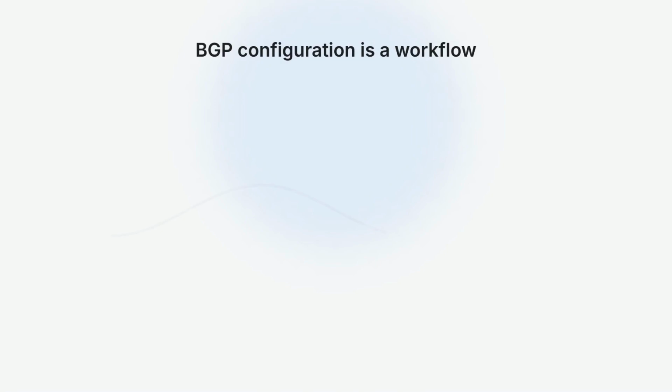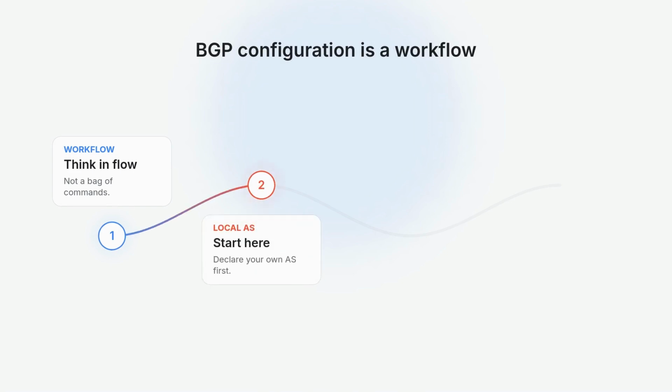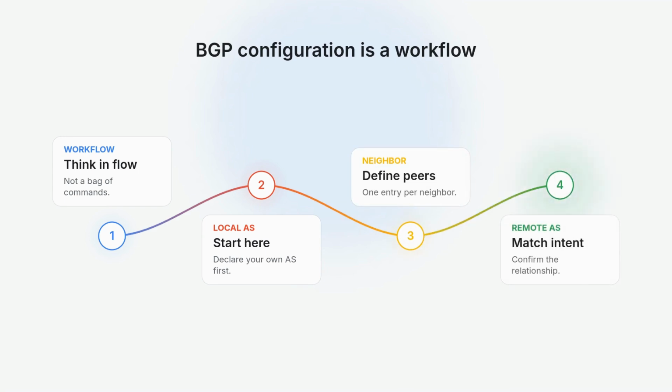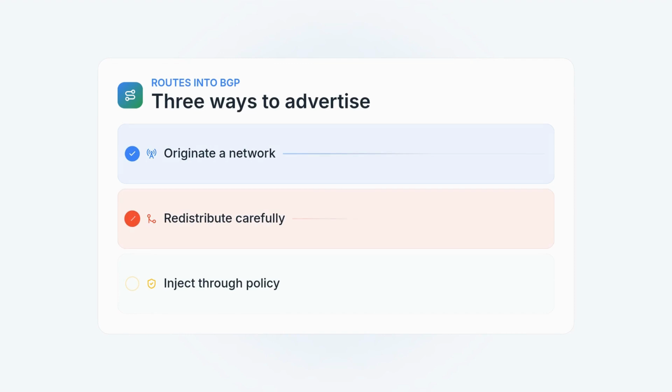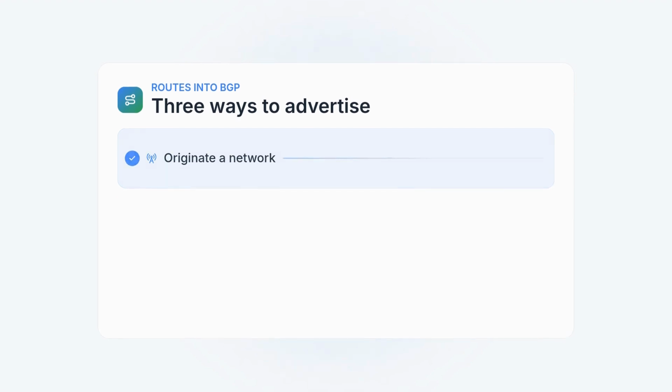Good BGP configuration is not a bag of commands. It is a workflow. Start with your local AS, define each neighbor, and make sure the remote AS matches the relationship you actually intend to build. Then decide how routes enter BGP. You might originate a network directly, redistribute carefully, or inject routes through policy. Each option changes what you advertise and how much risk you carry.